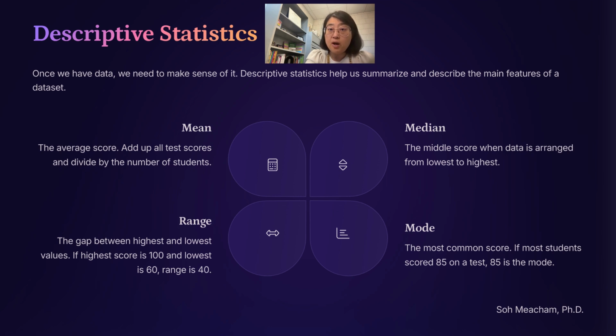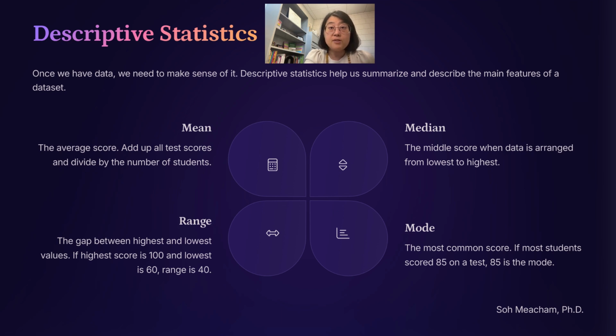Descriptive statistics help us summarize and describe the main features of a data set. The mean is the average score. If you add up all the test scores and divide by the number of students, you get the mean. It's like finding the average temperature for a week. The median is the middle score. If you line up all the test scores from lowest to highest, the median is the score in the middle. It's like finding the middle point in a line of people.